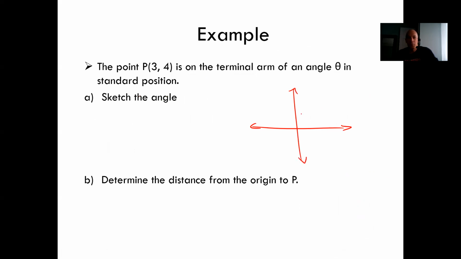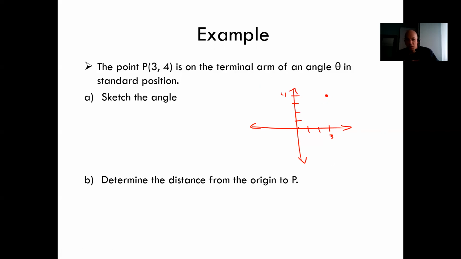We've got the point 3, 4. So if I just went 1, 2, 3 here, and I went 1, 2, 3, 4 here, I'd have a point right there. You don't have to draw a circle around it all the time or anything like that. Just understand that as this terminal arm swings around, this would actually kind of make a circle, but we don't have to draw that all the time.